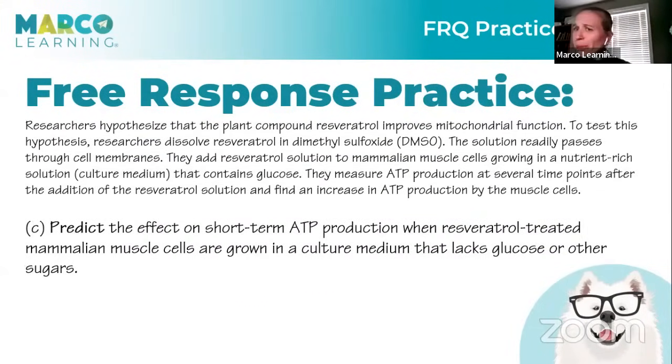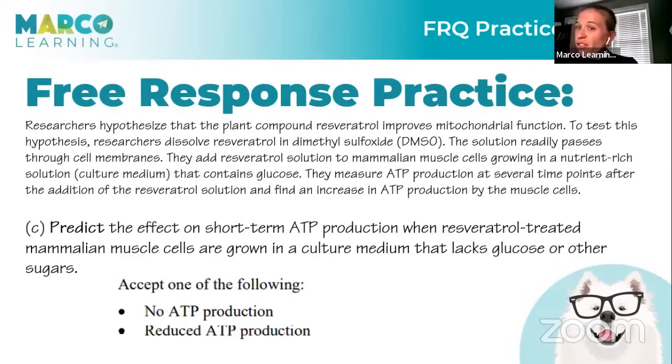Number 3, predict the effect on short-term ATP production when treated mammalian cells are grown in a culture medium that lacks glucose or other sugars. So I have no glucose and I have no sugar. Wait, if I don't have any of those things, can I make ATP? Well, no. So you're going to find that there's no ATP. Another answer you could have given was reduced ATP. You can actually break down your fats and you can break down your proteins. They add into different portions of respiration.